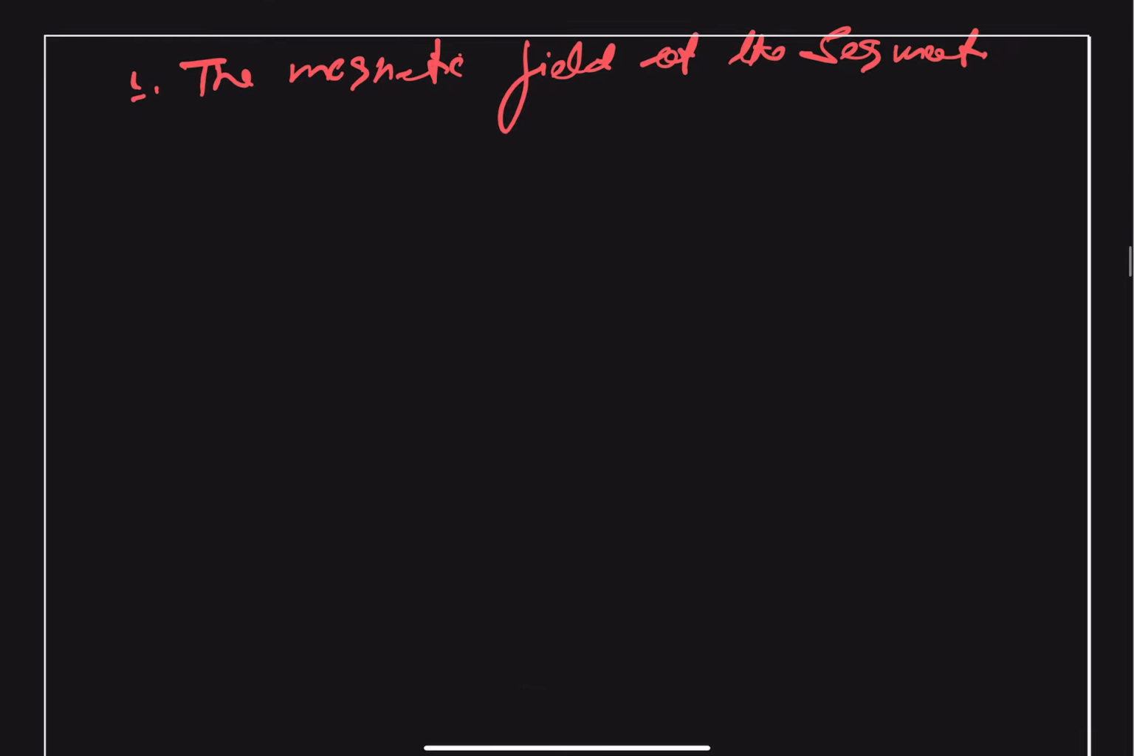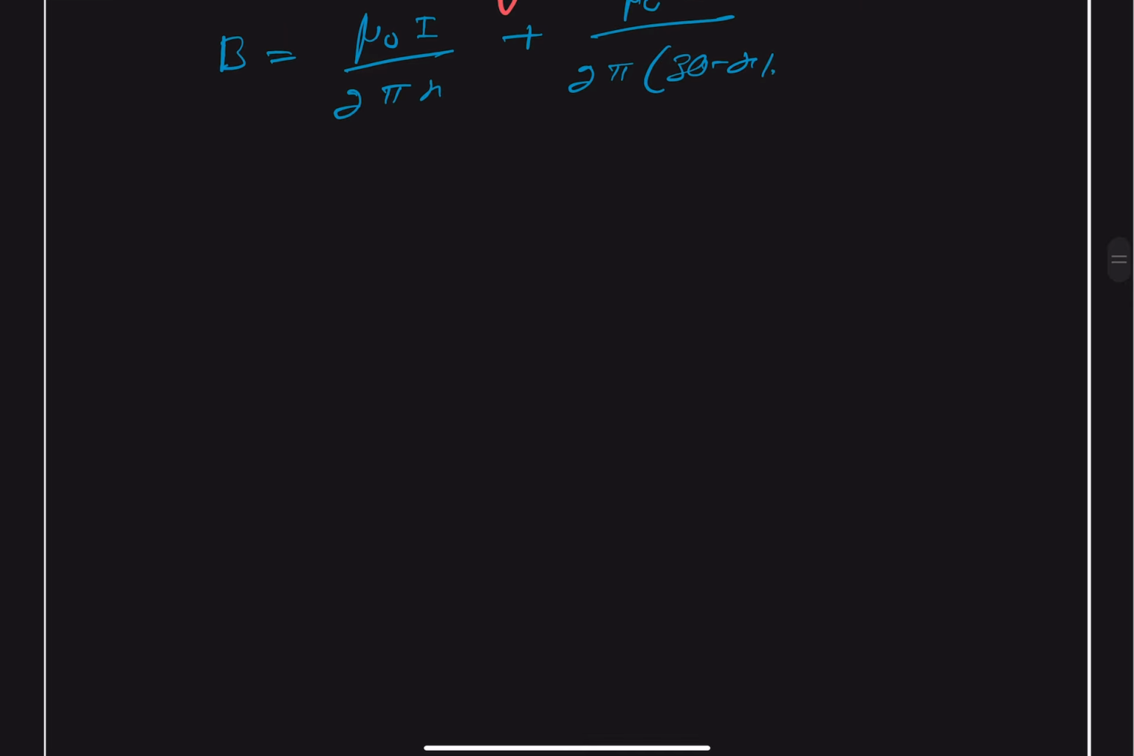So we can say the magnetic field at the segment, let us suppose that it is given as B, then B will be equal to mu naught I upon 2 pi x plus mu naught I upon 2 pi (3a minus x). This is because of the left wire, and the second is for the right wire.